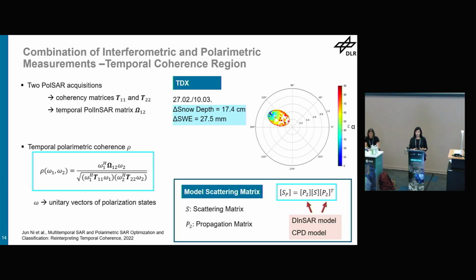For that, we try to model it. We want to model a surface which is covered by snow, and for that, we need a scattering matrix. We use the scattering matrix of a corner reflector for simplicity. To model the influence of the snow, which is the refraction of the radar wave changing the propagation, we included the propagation matrix. Inside the propagation matrix, we took the optical path delay from the InSAR model and the dielectric constants from the CPD model. Now it's investigated how different snow depth and anisotropy changes will influence the coherence region.